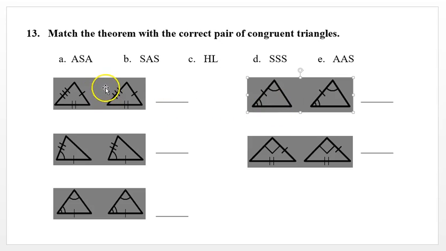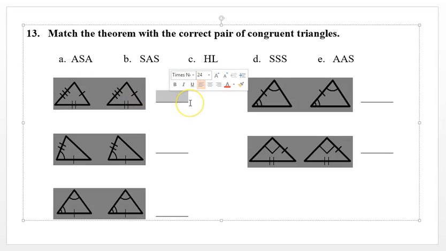But here we go. Match the theorem with the correct pair of congruent triangles. So right here, these two triangles, it's labeling that all three corresponding sides are congruent to each other. So what you're going to be putting here is side, side, side, or choose this right here, D.